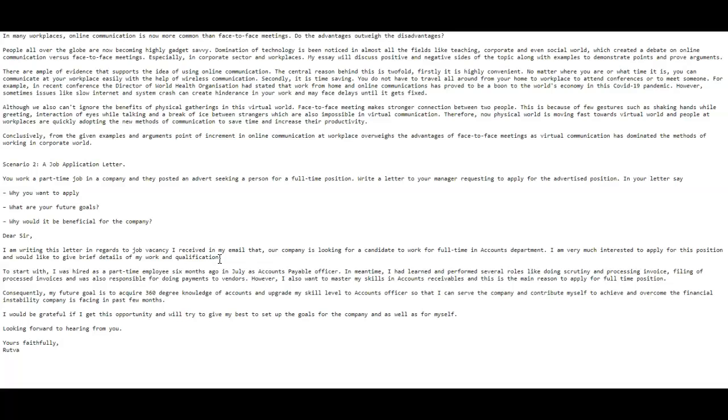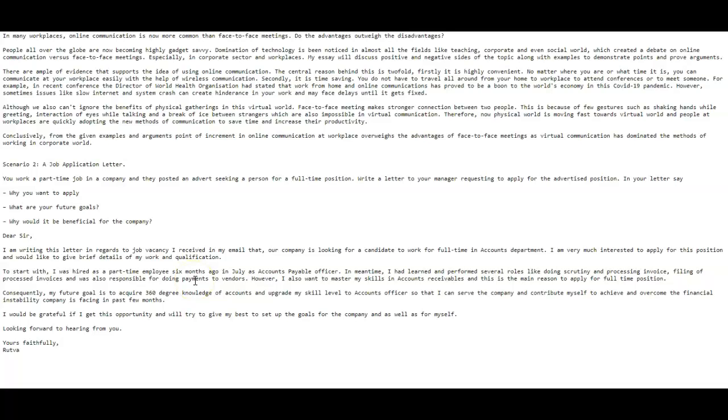To start with, I was hired as a part-time employee 6 months ago in July as the accounts payable officer. In the meantime, I learned and performed several roles like doing scrutiny, I don't know what that is, and processing invoices, plural, filing of processed invoices, and was also responsible for doing payments to vendors. Well, processing is the right word. You don't do a payment, you process a payment to a vendor.